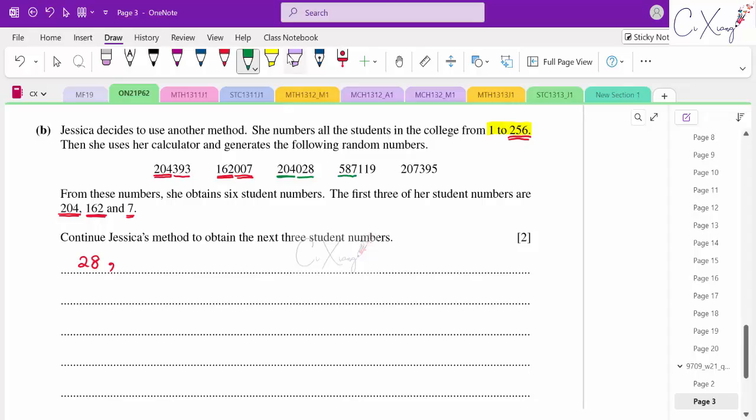587, again, is already more than 256. We are not going to take this number. The next 3 digits will be 119. And 119 doesn't appear earlier, right? So the next student will be 119. Next 3 digits, 207. It doesn't appear before, and it is in our range. So we have 207 as the last student. So this is how we select the students by using a random number table.